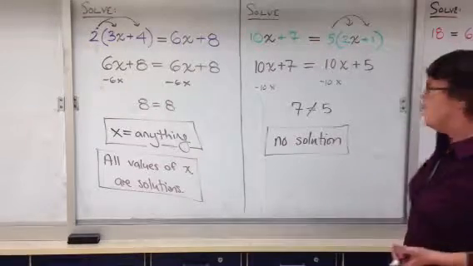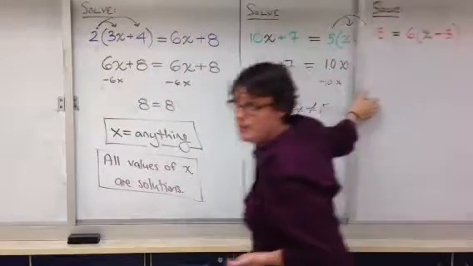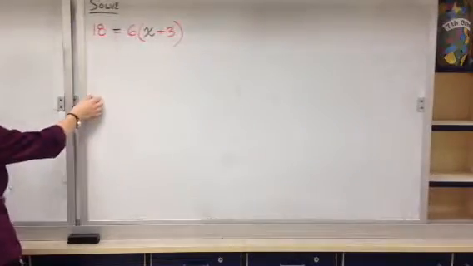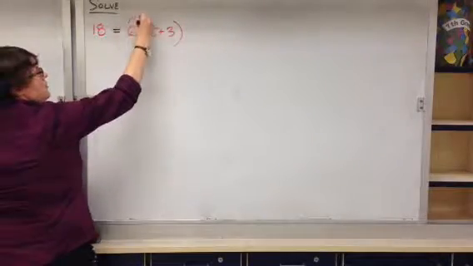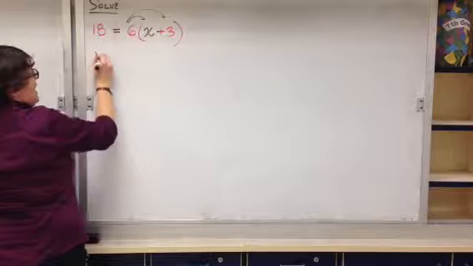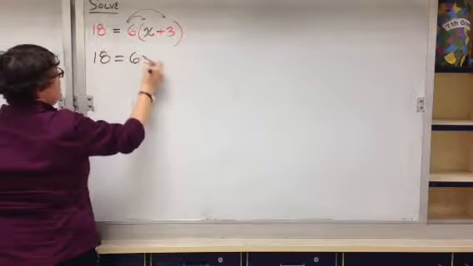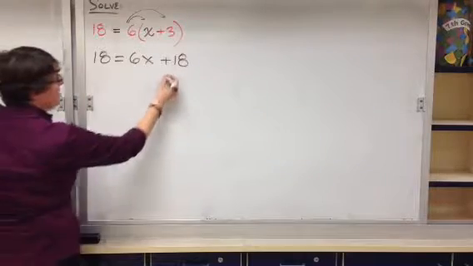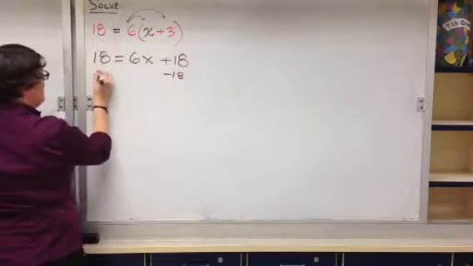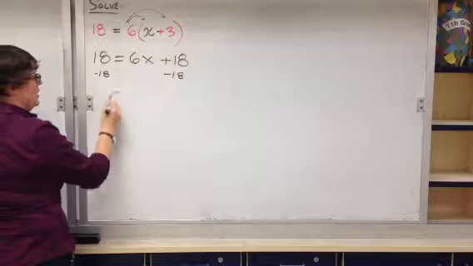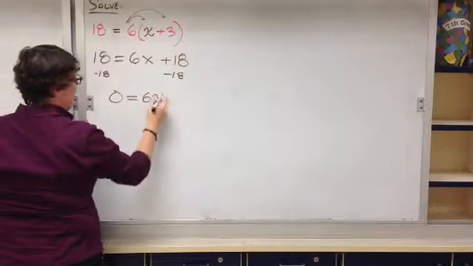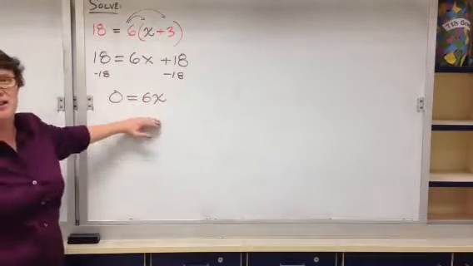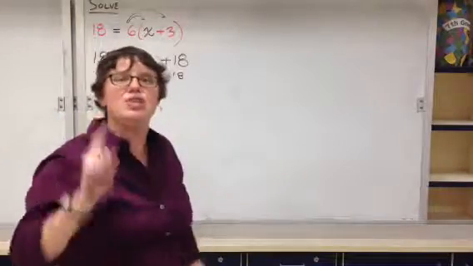Importantly, notice that both of these situations are different from this one. I'm going to distribute here, and I get 18 is equal to 6x plus 18. If I subtract 18 here, I get a slightly weird statement. 0 equals 6x. That might freak you out. It might make you say no solution, but that's not true.